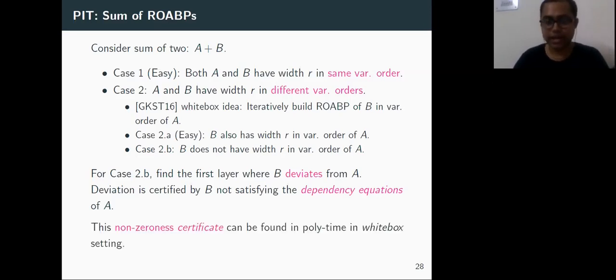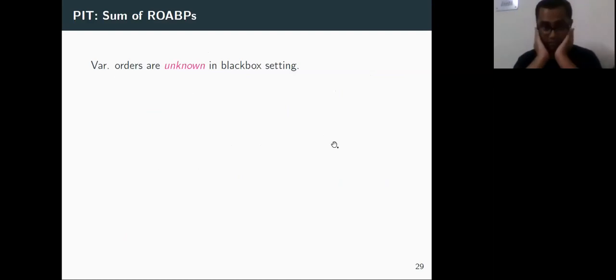And actually in white box, you can find this non-zeroness certificate. This deviation is a certificate for non-zeroness of the polynomial A plus B. And you can find it in polynomial time in white box, because the variable orders are given, and you can do this step-by-step process in polynomial time. So the problem for black box is that the variable orders are unknown.